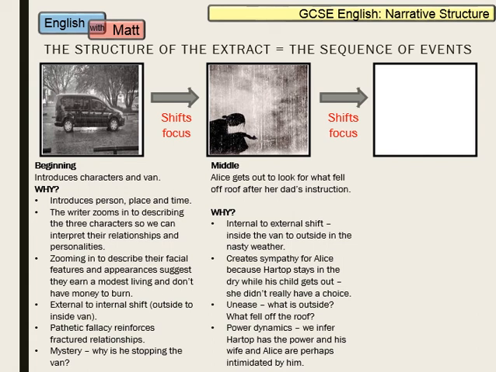Sympathy is created because Hartop tells her to get out into the rain, and he drives off and leaves her there. So that's not particularly caring. We might have a sense of unease because we want to know what is outside. Is it really safer to be on her own? What fell off the roof? And we also understand in more detail the power dynamics as well. We again infer that Hartop has the power and his wife and Alice are the ones who maybe are quite intimidated by him. So that's how we shift from the beginning to the middle.